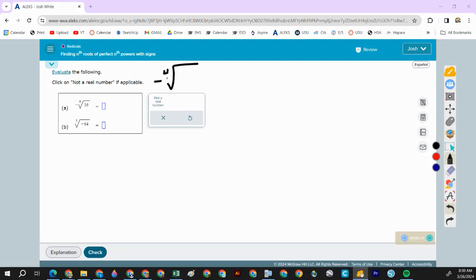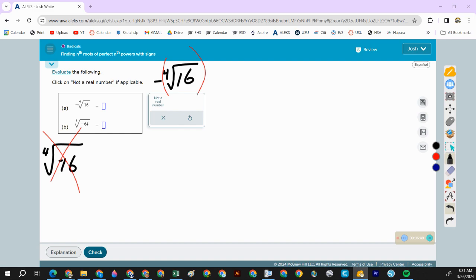Negative fourth root of 16. Is that doable? Yes, but what if the negative was on the inside? Can you take a fourth root of a negative number? No. So the fourth root of negative 16 is not real. But this is just saying, take the fourth root of 16 and then change its sign.